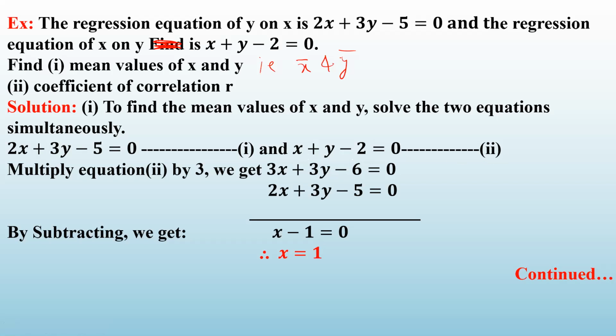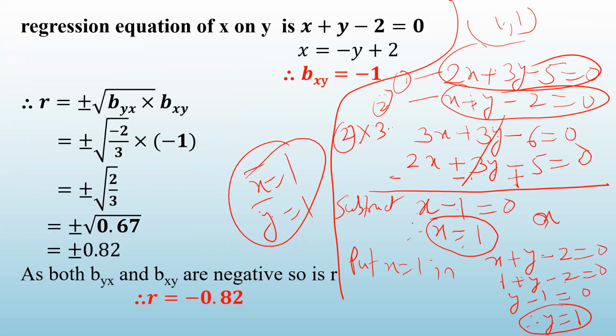I have to solve these two equations simultaneously. When you solve two equations simultaneously, we have to make the coefficients of either x or y the same in both the equations so that one of the variables can be eliminated. So I will show you how to solve this. Let us write down 2x plus 3y minus 5 equal to 0.